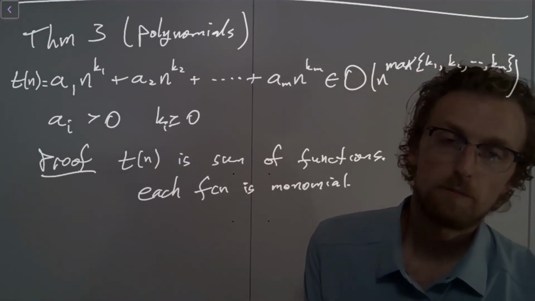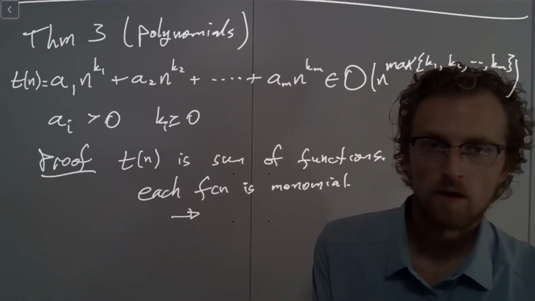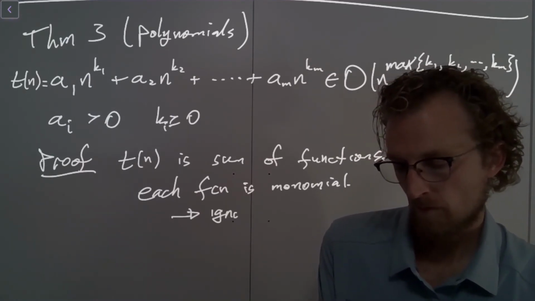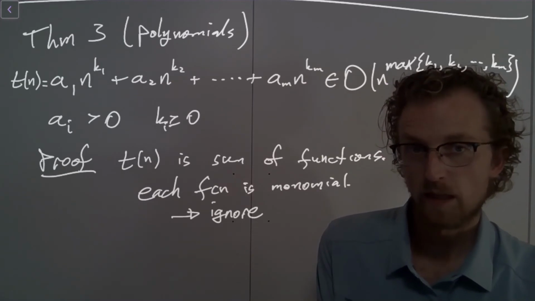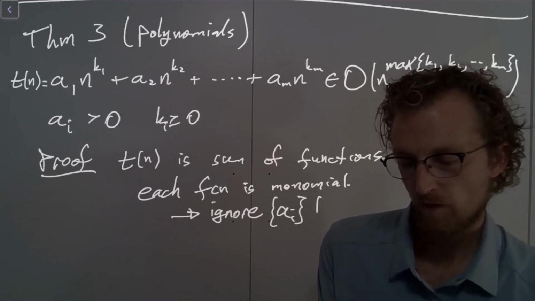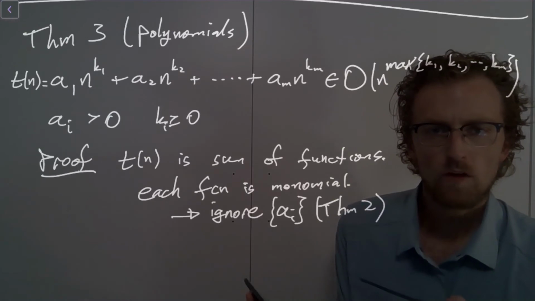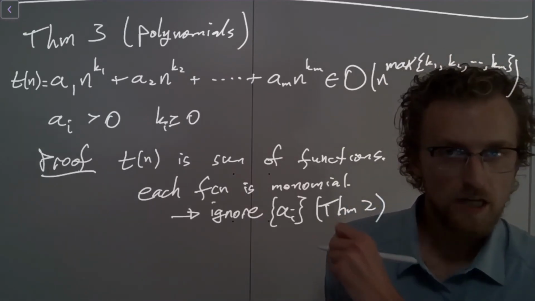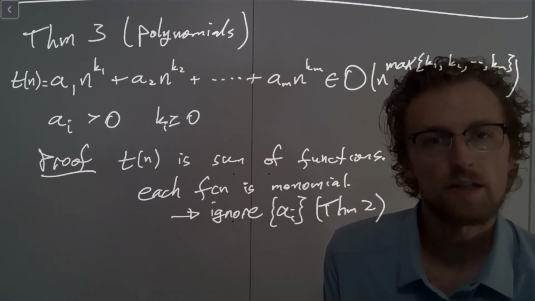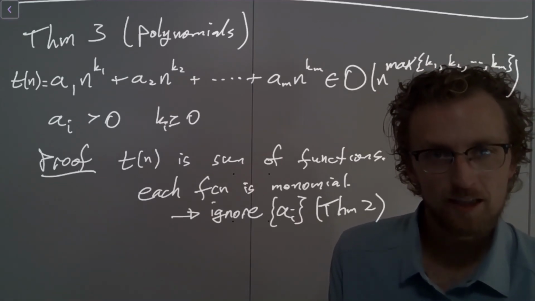Okay, what does this mean? It means I drop the power. Sorry, not the power, the coefficients. So this means I can just ignore the a's, because that's what the monomial theorem allows us to do. Ignore the a's, and this is from theorem 2. All right, so once I've ignored the a's, now I just have a sum. I have n to the k1, n to the k2, plus n to the k3, and so on. So now what does theorem 1 allow us to do? It allows us to take the largest one.